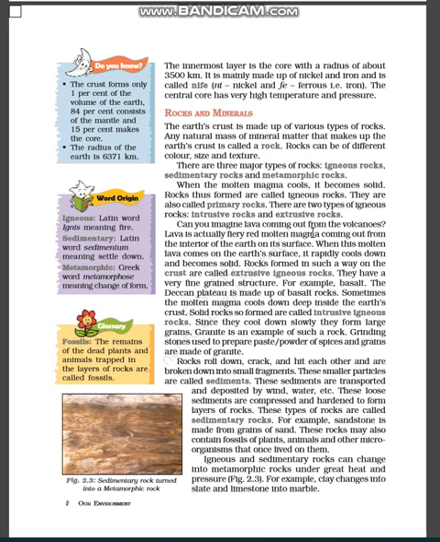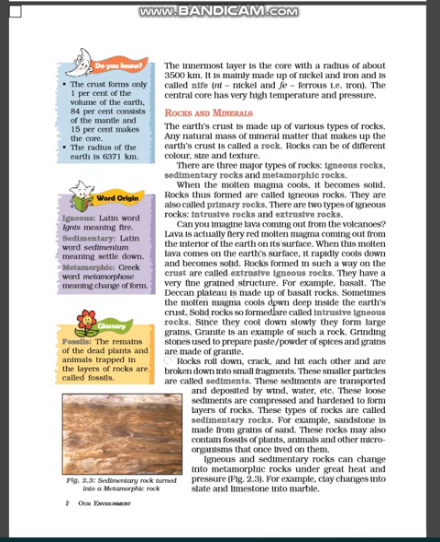Can you imagine lava coming out from the volcanoes? Lava is actually fiery red molten magma coming out from the interior of the Earth onto its surface. When this molten lava comes on the Earth's surface, it rapidly cools down and becomes solid. Rocks formed in such a way on the crust are called extrusive igneous rocks. They have a very fine-grained structure. For example, basalt. The Deccan Plateau is made up of basalt rocks.